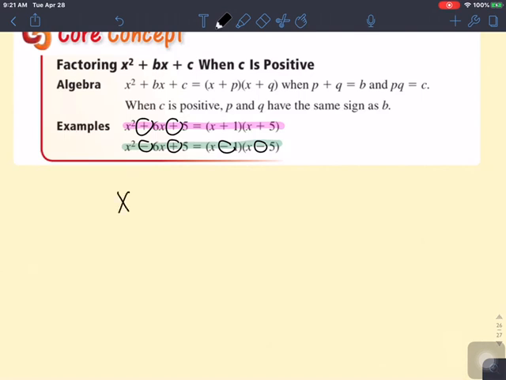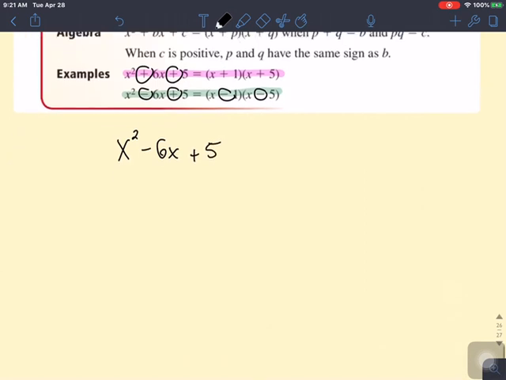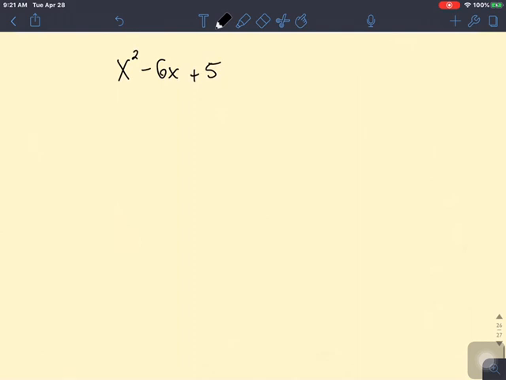Our trinomial is x squared minus 6x. That should be a clue that it's a little different, plus 5. Okay? And what we're going to do is try to figure out what two binomials we're multiplying that gave us x squared minus 6x plus 5.